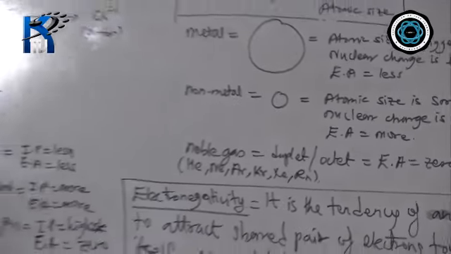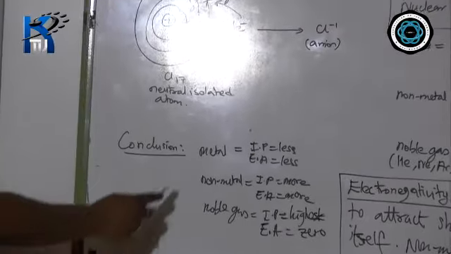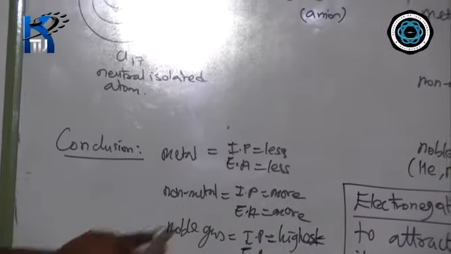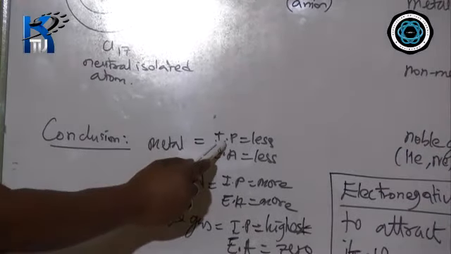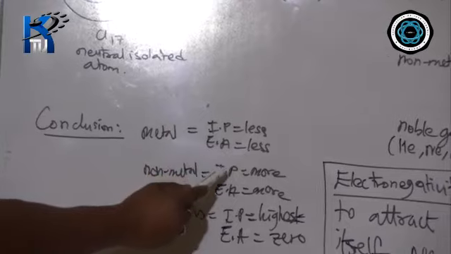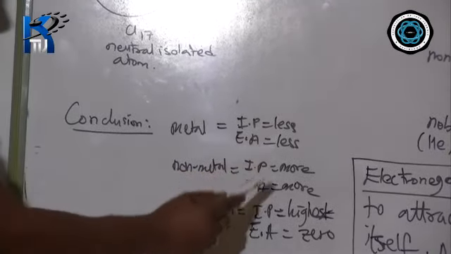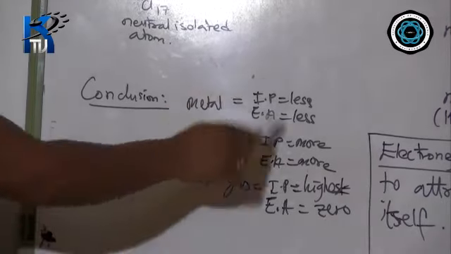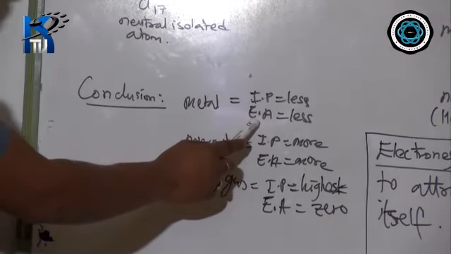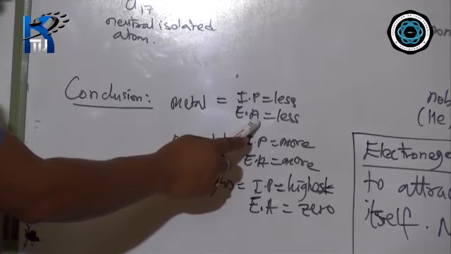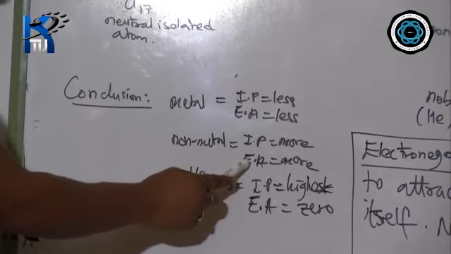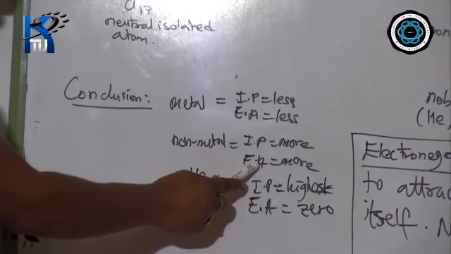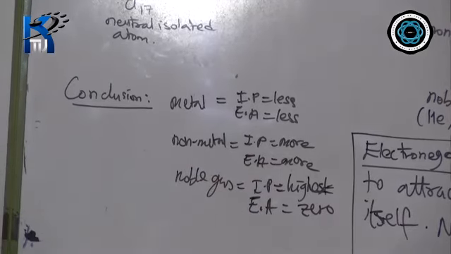Now the conclusion about these two terms. Do remember metal, non-metal, noble gas. IP is less for metal, more for non-metal, and highest for noble gas, as I explained to you. Now this is the conclusion to be remembered. Electron affinity, love towards electrons, is very less for metal. Love towards electrons is more for non-metal, and 0 for noble gas.